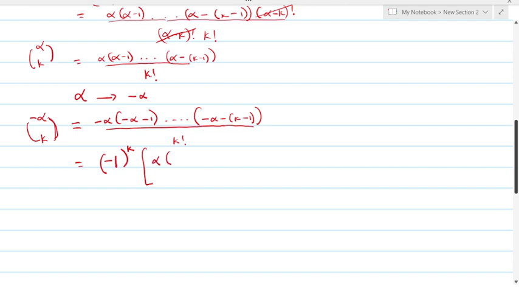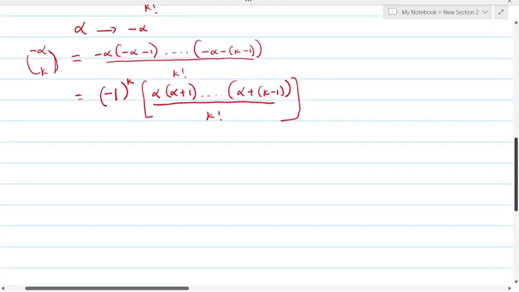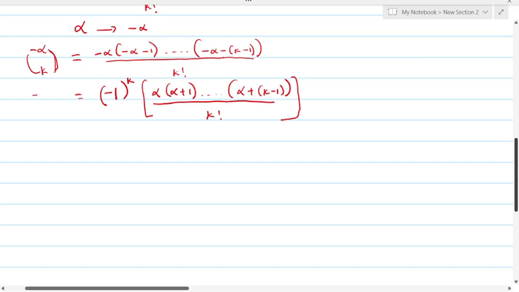Then from alpha, we are going to have alpha plus 1 dot alpha plus k minus 1, then we have k factorial. Okay, so now let's rearrange this and make it simpler. In this we have minus 1 to the k.